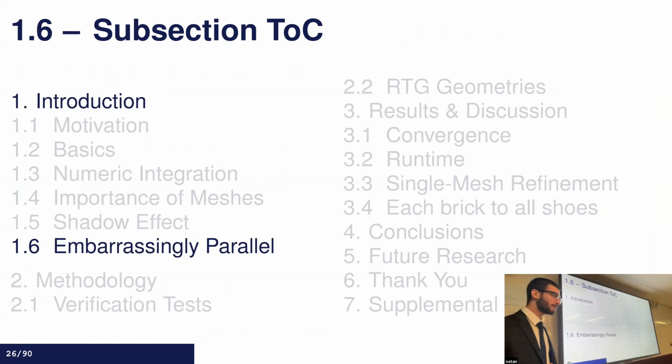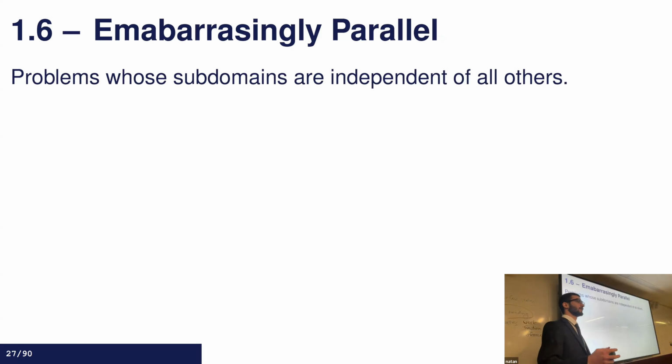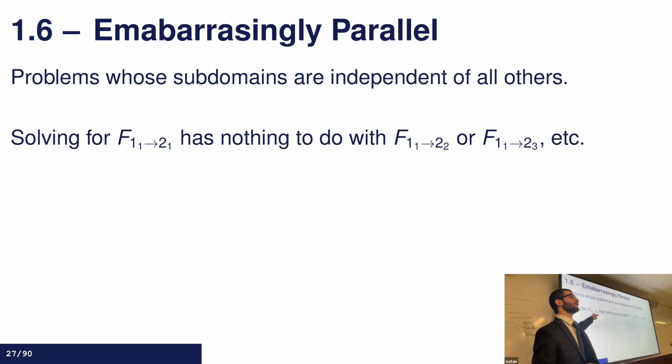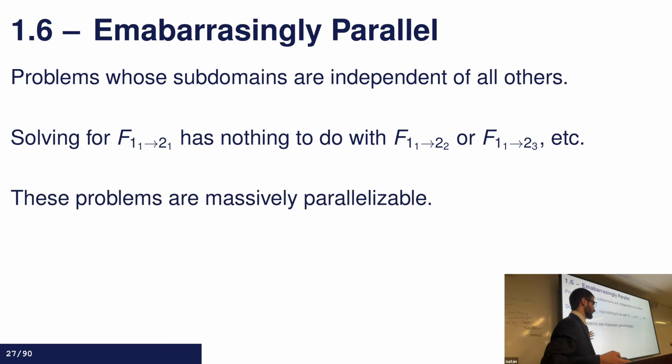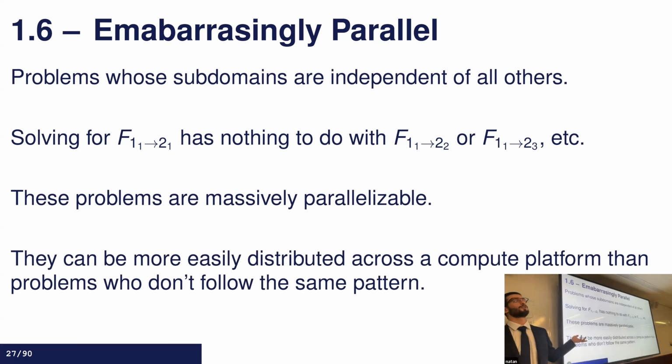Last piece is this problem is considered embarrassingly parallel, which means that all the subdomains of this problem are independent of each other. In this context, solving for the view factor between any two triangles has nothing to do with solving the view factor between any other two triangles. What that allows us to do, first of all, it's massively parallelizable, and we can distribute the whole thing across a compute platform. This work is currently parallelized across the CPU. In future work, we would GPU parallelize this as well, because it is somewhat trivial to do so. There's not much intercommunication between domains.